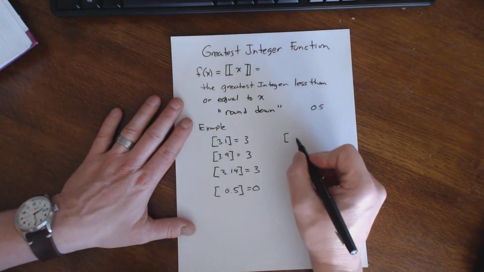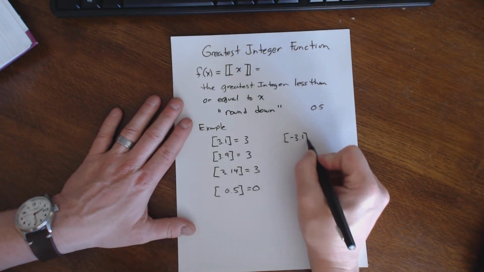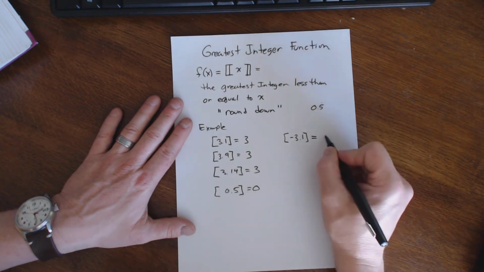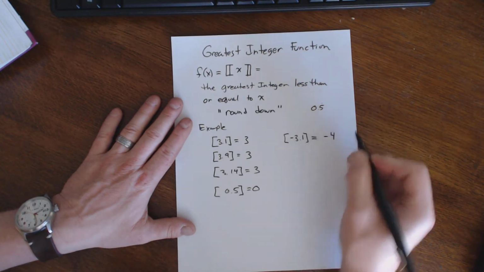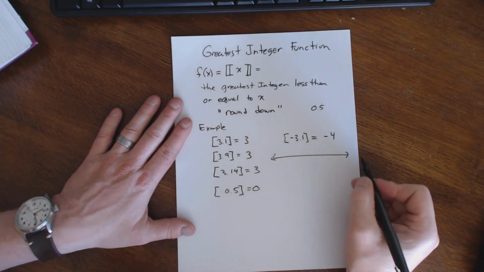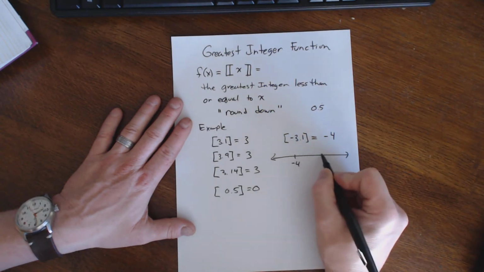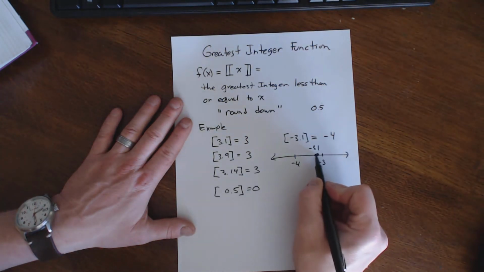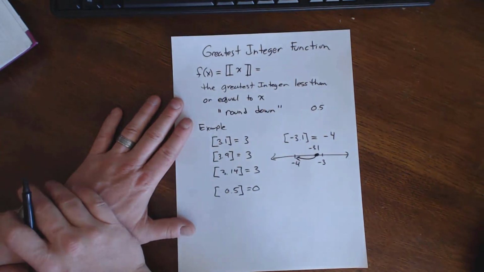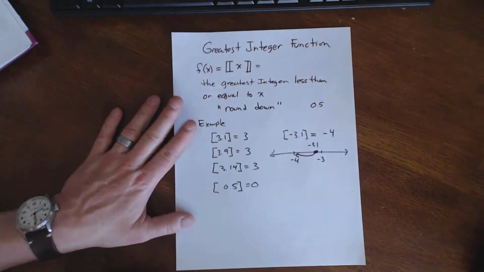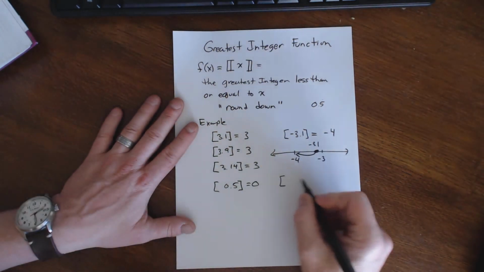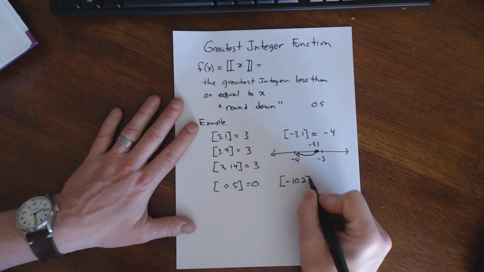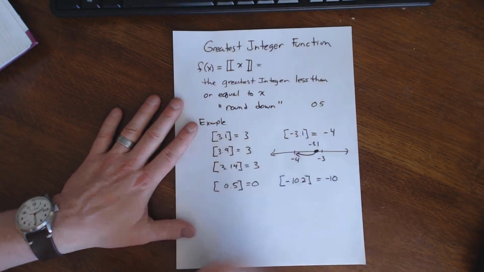If I look on the negative side at negative 3.1, that's going to round down to negative 4. If we look at a number line and we have negative 4 and negative 3, negative 3.1 would be somewhere around here. We would round down to this next integer value that's less than or equal to x in our greatest integer function. Negative 10.2 would go to negative 11.